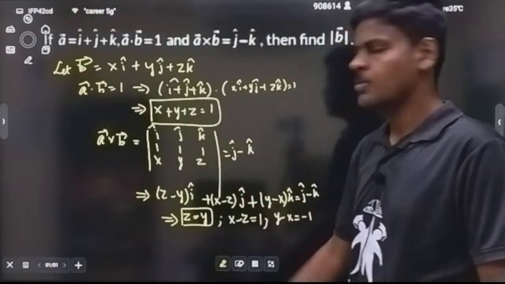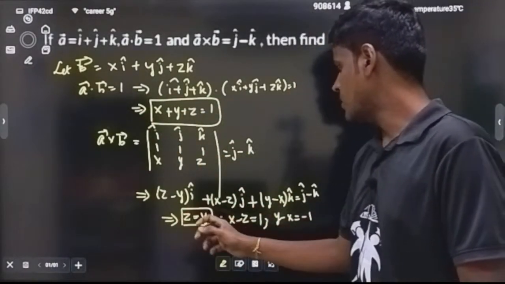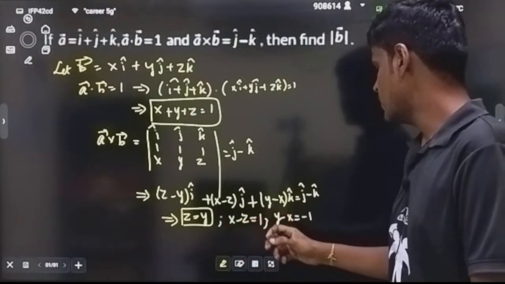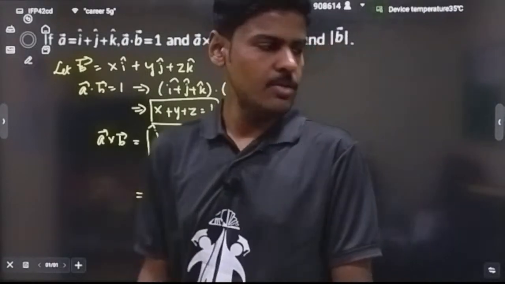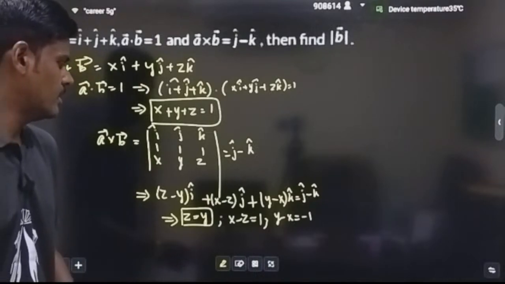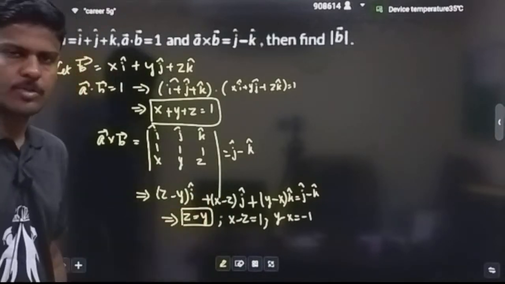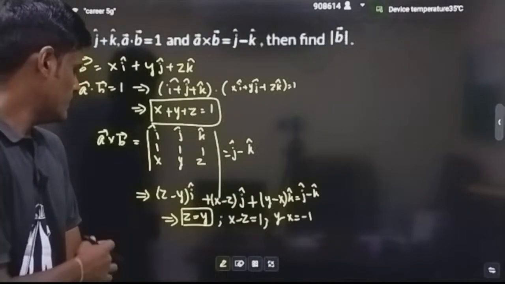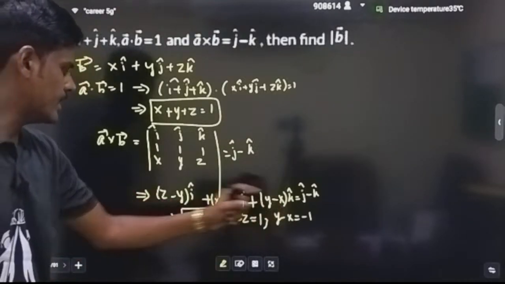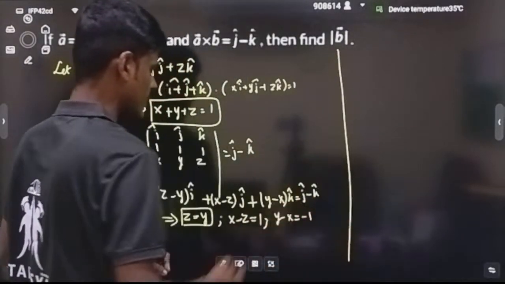Here we got x plus y plus z is equal to 1, y is equal to z, x minus z is equal to 1, and y minus x equal to minus 1. Now if we replace z by y, as y is equal to z, what are the relations we get?